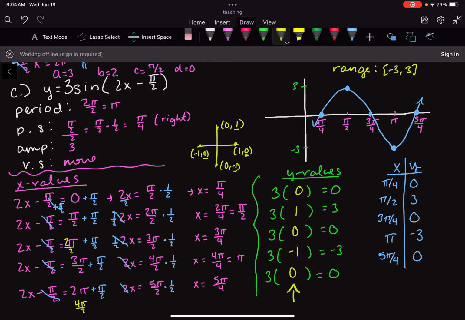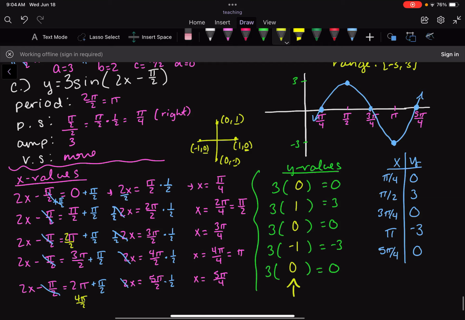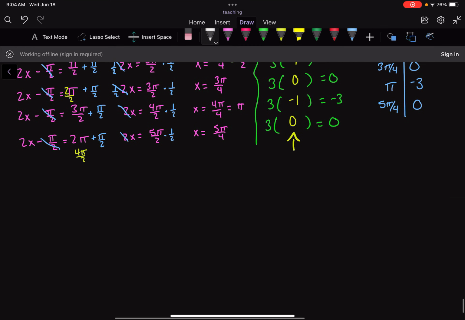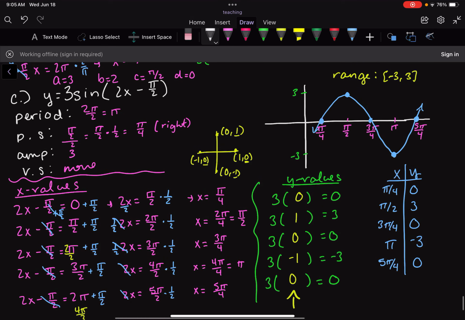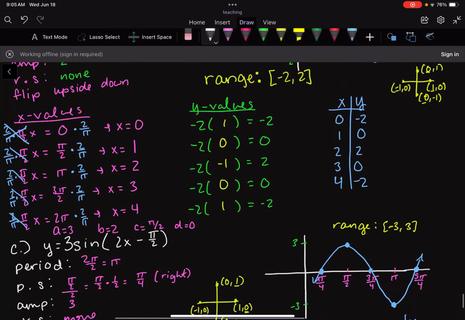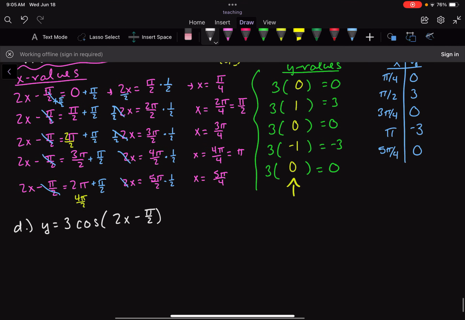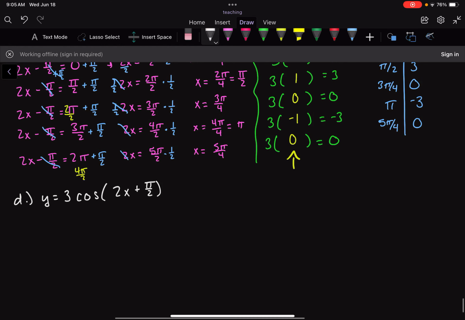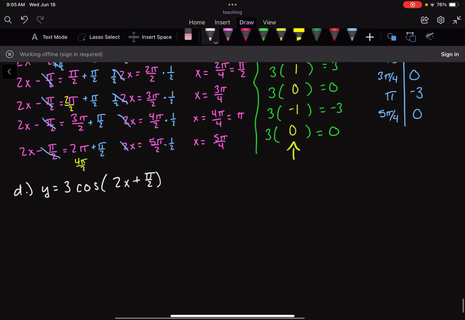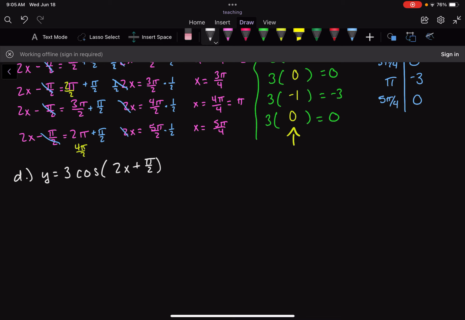So I actually want to show you that. So let's go ahead and do the next one. I'll just do part D. Let's do y equals 3 cosine of 2x minus pi over 2. Or maybe I could change it a little bit. Maybe I could change it to a plus pi over 2. Let's do that. I do want to do it a little different so that you can see some things change.